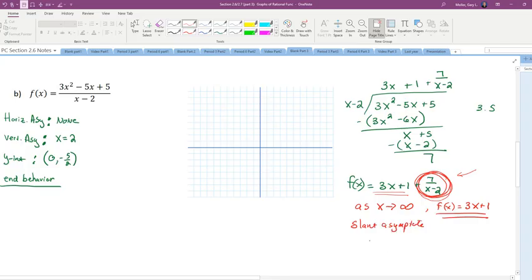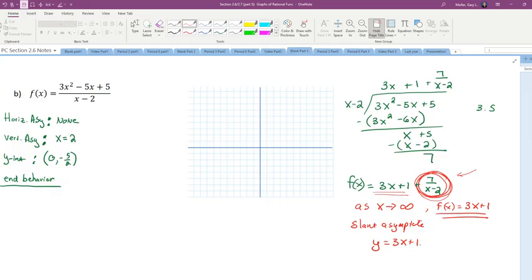It's the non-remainder portion. So our slant asymptote is the equation y equals 3x plus 1. Again, why? For the exact same reason we have a horizontal asymptote. As x gets increasingly large, if your horizontal asymptote is 0, then your function's behaving just like the equation y equals 0. In this case, as x gets increasingly large, our function behaves just like the equation 3x plus 1.